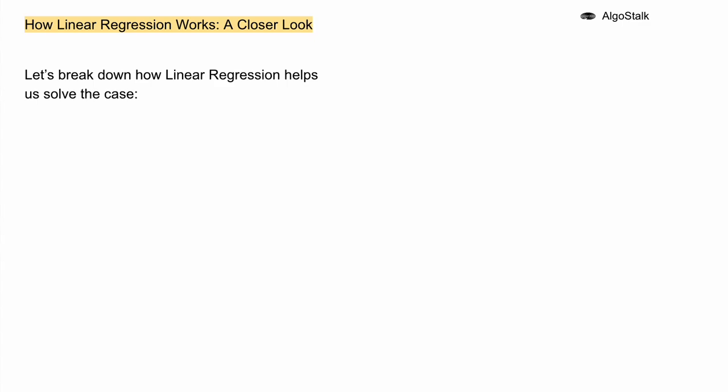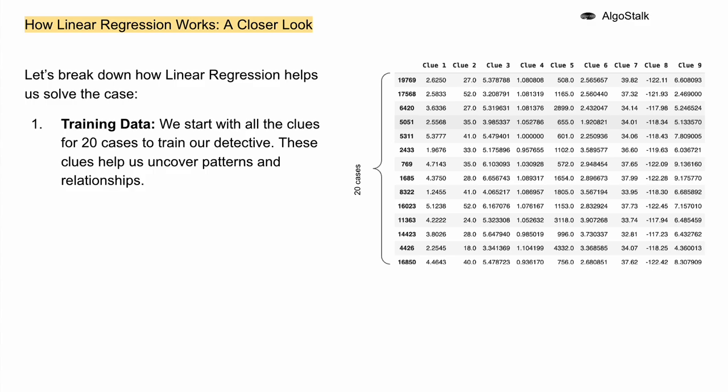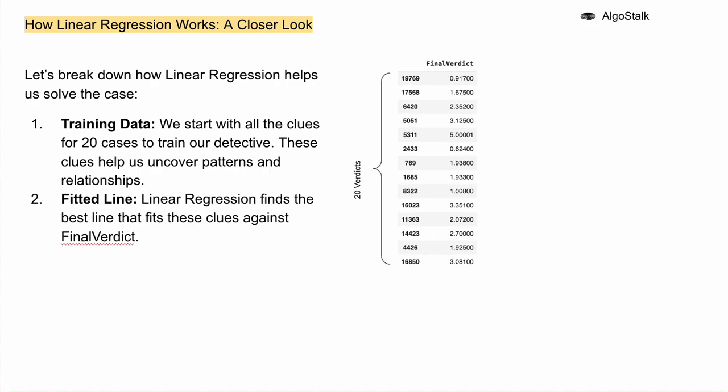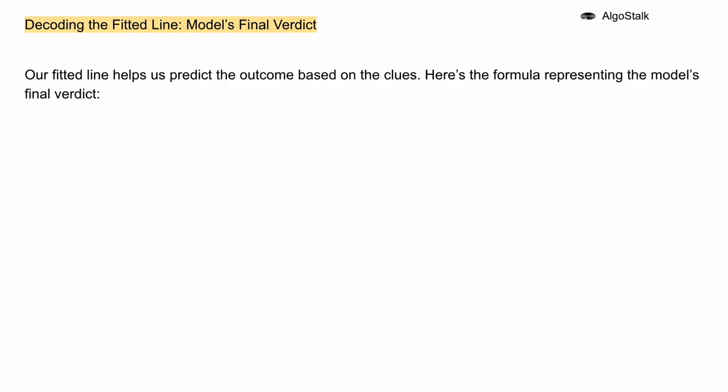Let's break down how linear regression helps us solve the case. We start with all the clues for 20 cases to train our detective. These clues help us uncover patterns and relationships. Linear regression finds the best line that fits these clues against the final verdict. Our fitted line helps us predict the outcome based on the clues.